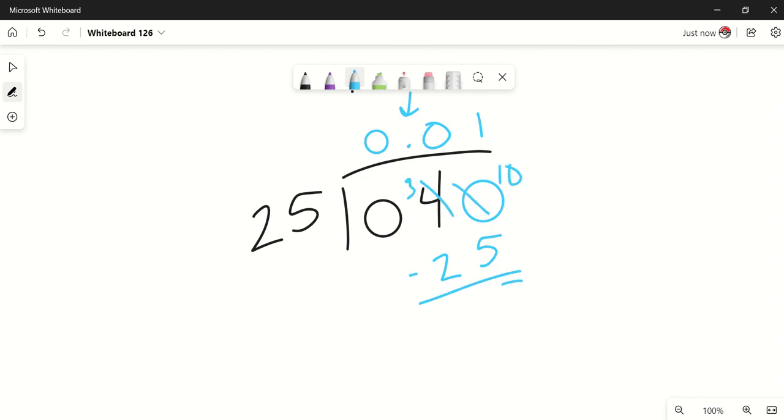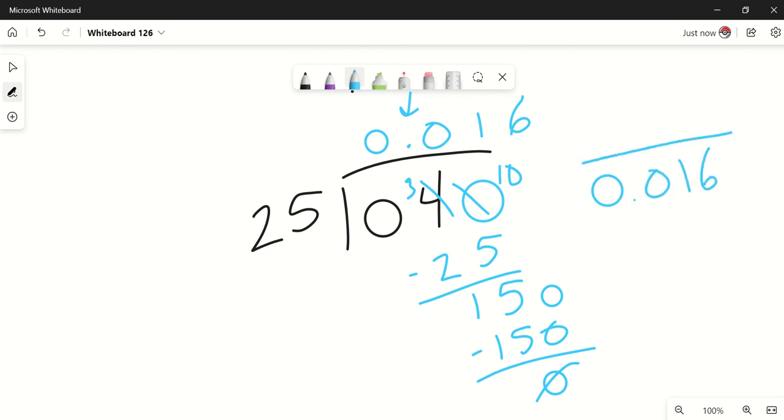10 minus 5 will be 5. 3 minus 2 will be 1. 25 cannot go into 15. Bring down a 0. Now, I know 25 will go into 100 4 times. And I know 25 will go into 50 twice. 4 plus 2 will be 6. So that'll equal 150. I have nothing left over. My answer should be 0.016.